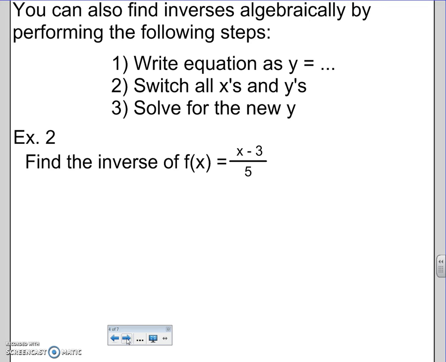Alright, you can also find the inverses algebraically by performing the following steps. So step 1, write the equation as y equals. Step 2, switch all x and y. So that's what we've been doing for inverse. And then step 3, solve for the new y.